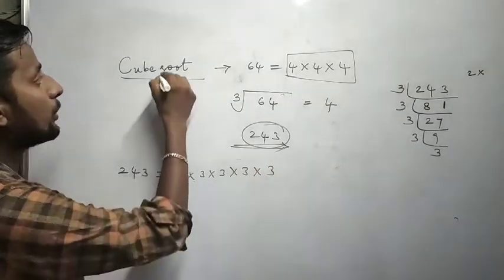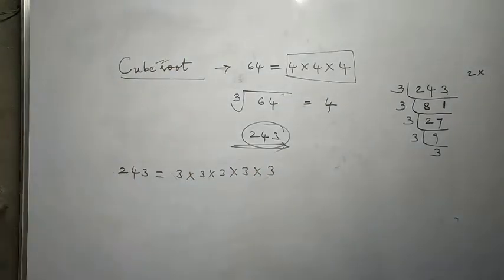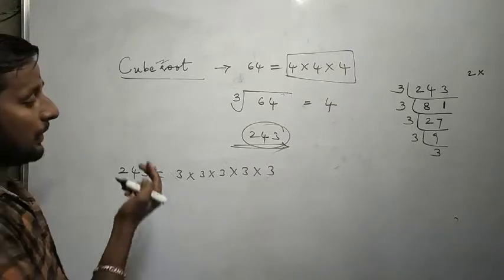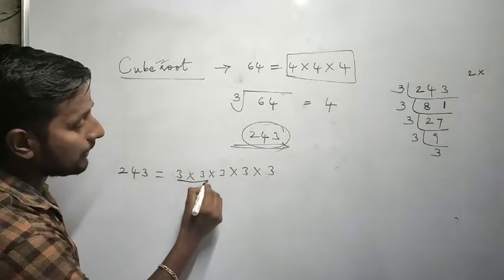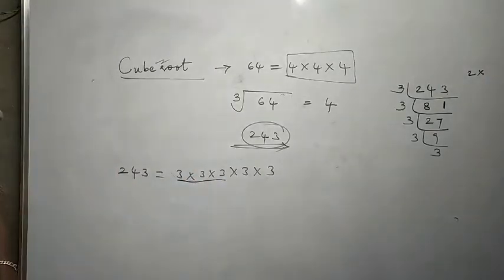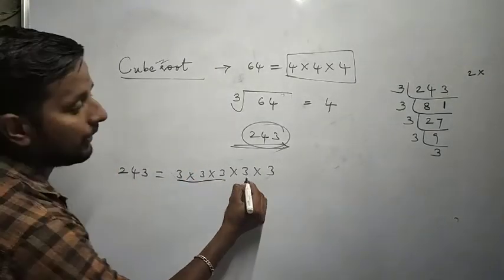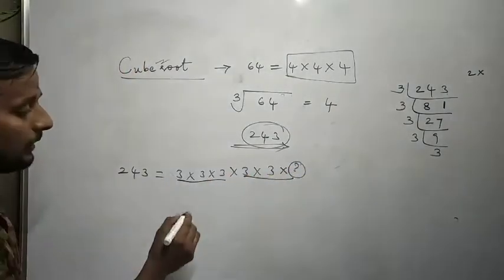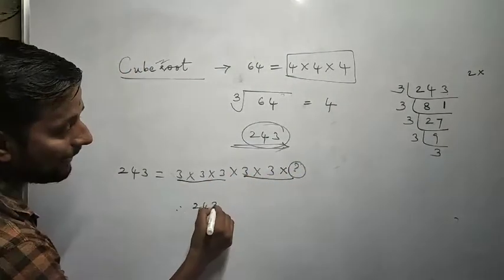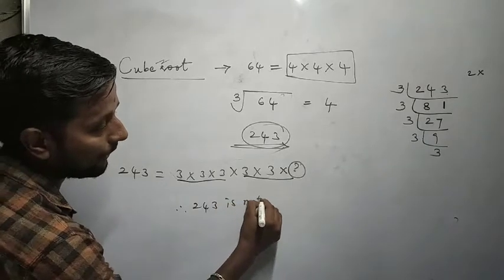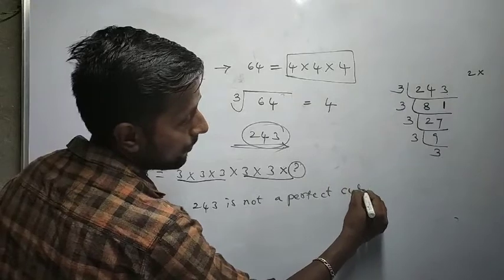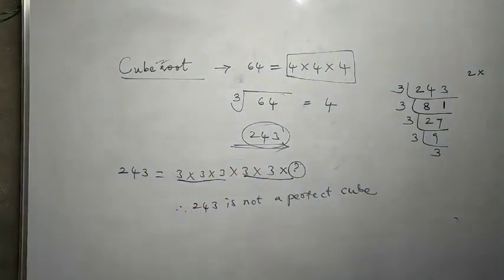So we are talking about cube root. In the square root we took every 2 same numbers, but in the cube root we have to make a group with every 3 same numbers. Correct? To get 3. But here there is one more 3 missing. So therefore 243 is not a perfect cube. It's not a perfect cube.